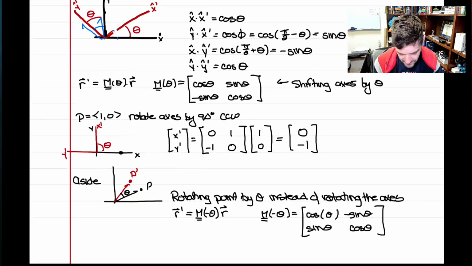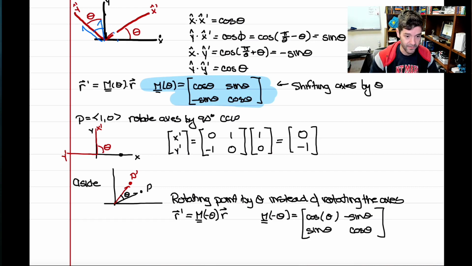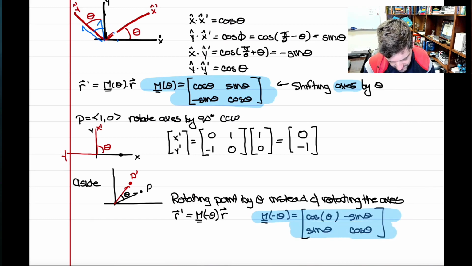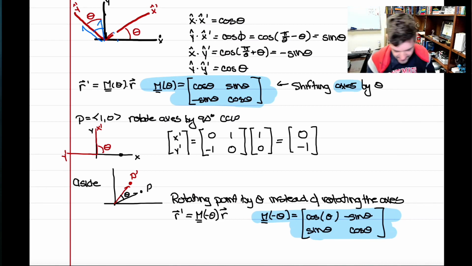But again, I would just be careful to remember, because if you look at these two, if I were to highlight one, we spent a lot of time building up this one, but that's shifting the axes by theta. Where if you remember this one, notice the negative sign is in a different spot. They look almost identical, except the negative sign is in a different spot. You just have to remember that here you're rotating everything inside while keeping the axes the same.